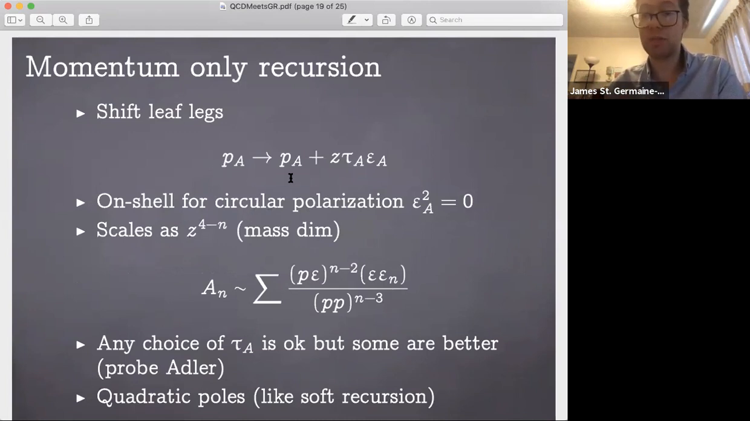And since you're just shifting the momenta, this essentially just counts the mass dimension of the theory, which is exactly the same as that of Yang-Mills. So this should be able to construct 5-point and higher. I was completely agnostic about these parameters, these taus. So if you choose them carefully, in other words, you choose them so that you probe an Adler zero, you can in fact construct 4-point. The other thing to notice is that the poles are quadratic here, similar to a soft shift. There are going to be z-squared terms in the denominators.